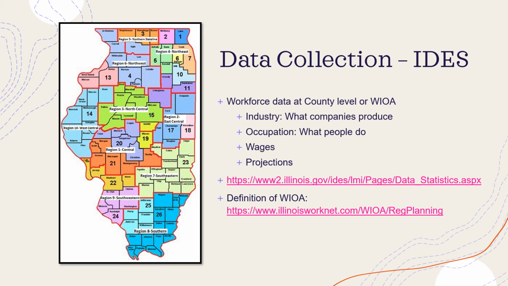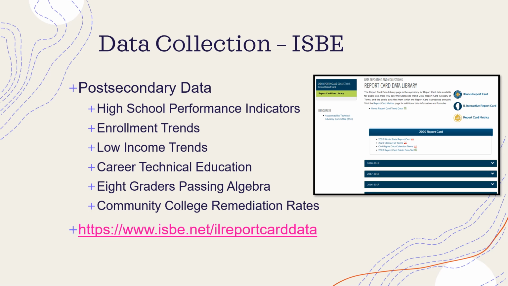So the difference between industry and occupation: industry is what the company does, while occupation is what the people do. So you need to keep a beat on both of those as to what's taking place in your region. So I have the links here for those, as well as the definition of what those WIA regions actually are, which describes the map that you see on this slide.